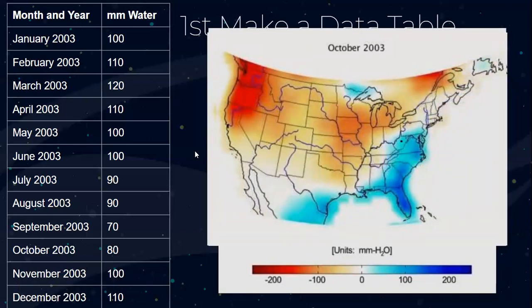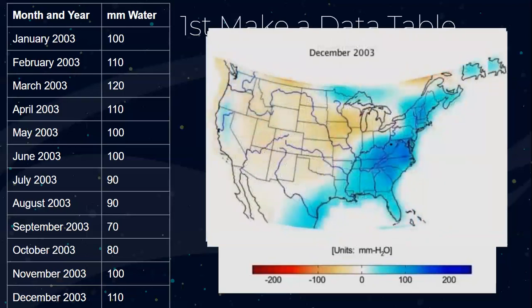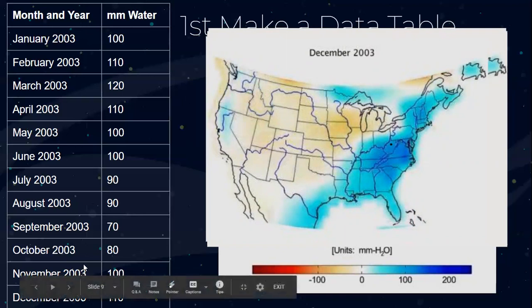October, it's around 80. And it's starting to get darker again in November. Up to December, it gets dark again. Okay, so we've got our data table.